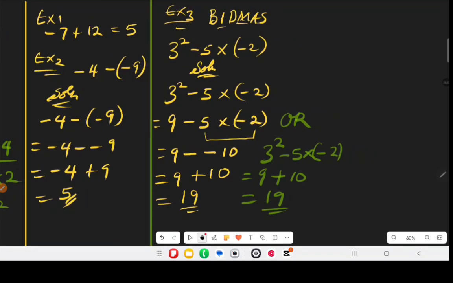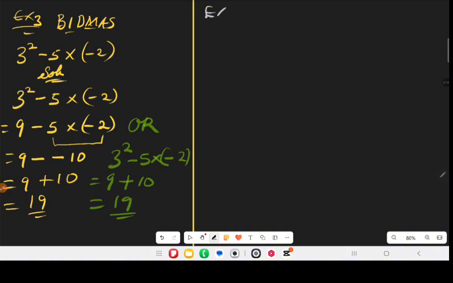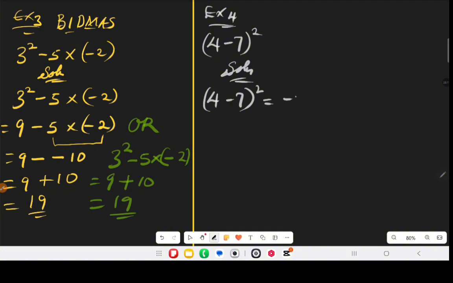Now we move further. We take another example. We call this one example 4. If we have 4 minus 7 raised to the power of 2, solution, this is the same thing as 4 minus 7 all raised to the power of 2 is equals to 4 minus 7 gives us minus 3 all raised to the power of 2, which finally gives us minus 3 raised to the power of 2 is 9.